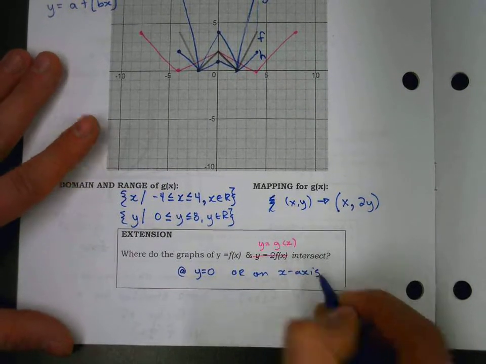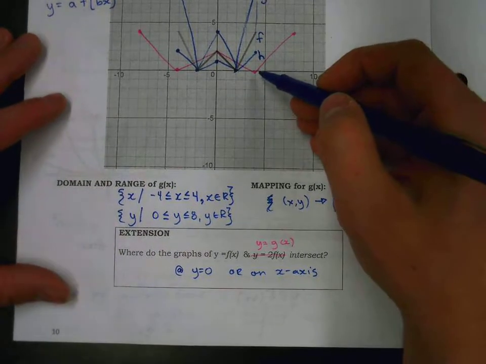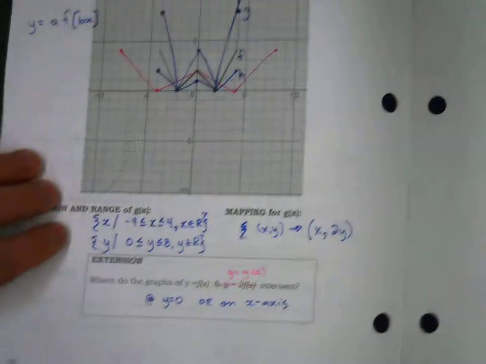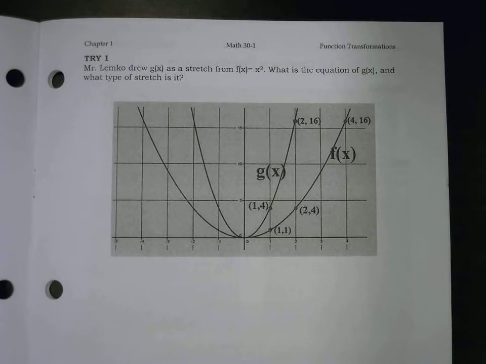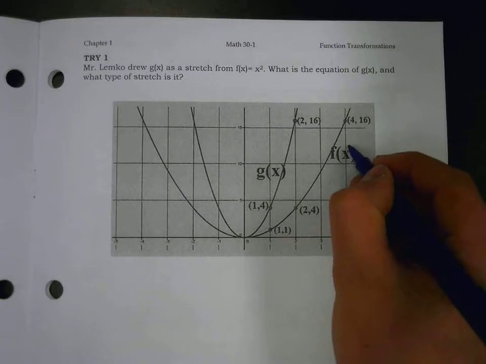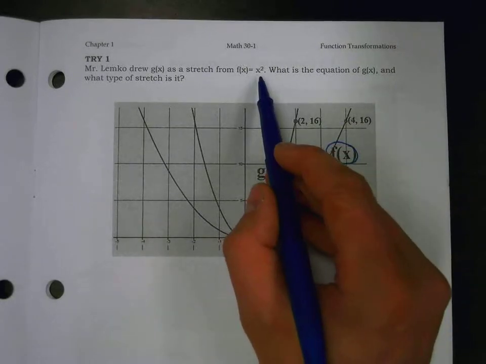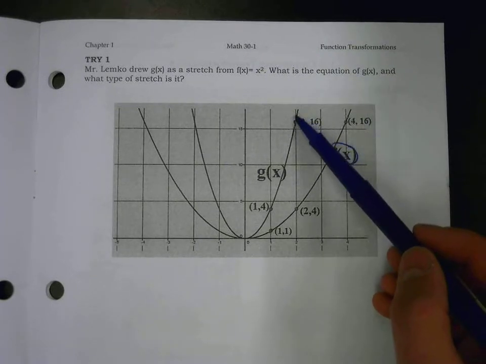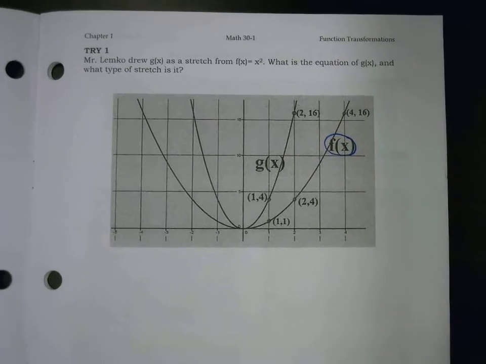Again, it's this line of reflection, this mirror line, this axis of reflection that works just the same for a stretch as well. And the very, very last question in our chapter 1.2 is trying to interpret a visual. So I've got a function f of x sketched, which is actually x squared. The question is, what is the equation of g of x, and what type of stretch is it?